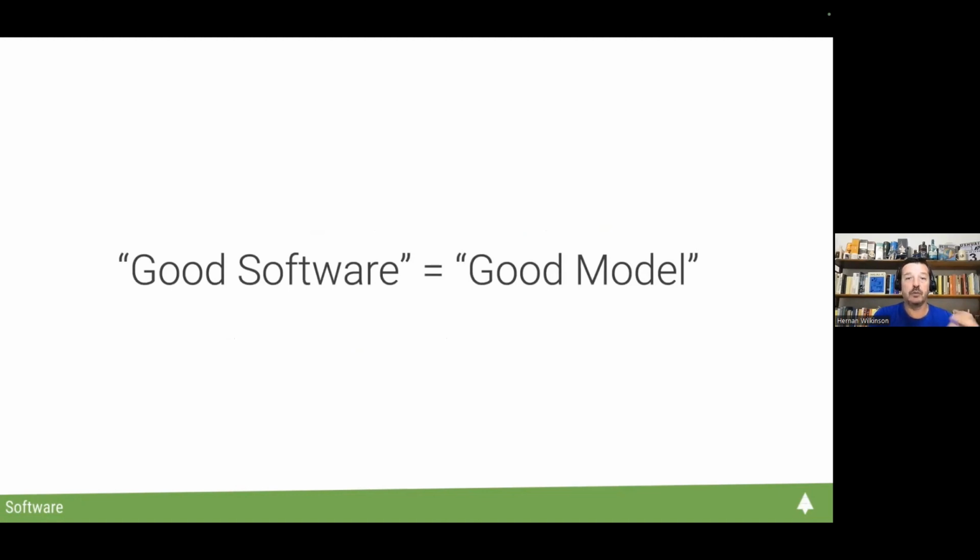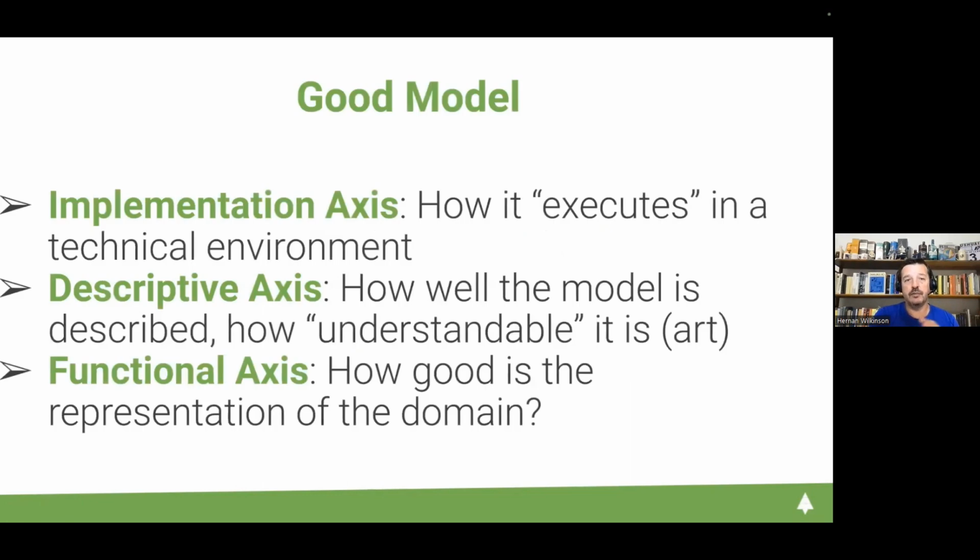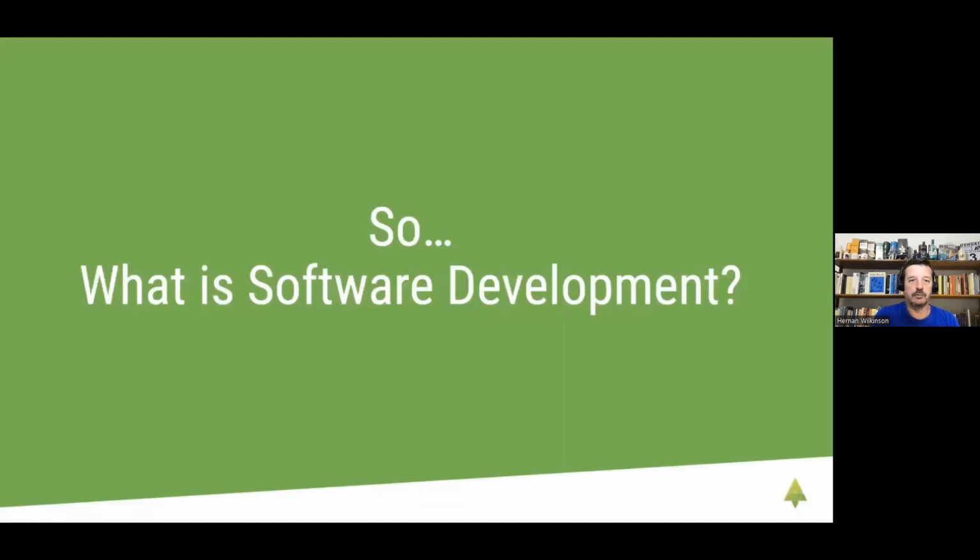Of course, we have to define what is a good model from the point of view of software. Very quickly, when you're talking about a good computable model, there are three different axes that you have to care about. That is the implementation, how it executes; the descriptive axis, that has to do with the artistic part of our profession, the way we write the source code, how understandable it is, whether we use descriptive names for the objects or not, and so on. And then there is the functional axis, that is how good the representation of the domain is. So there are three different axes that we have to care about for our model to be good. I'm going to talk about the functional axis most of the time in this talk.